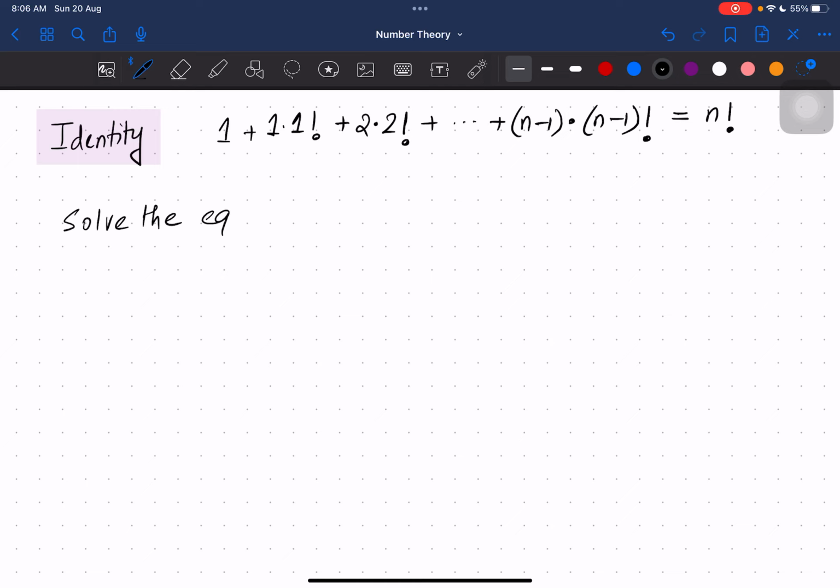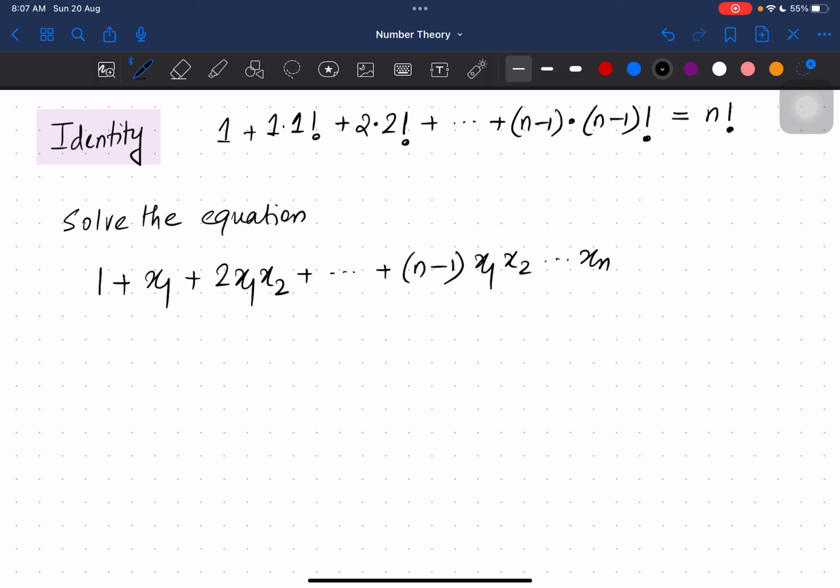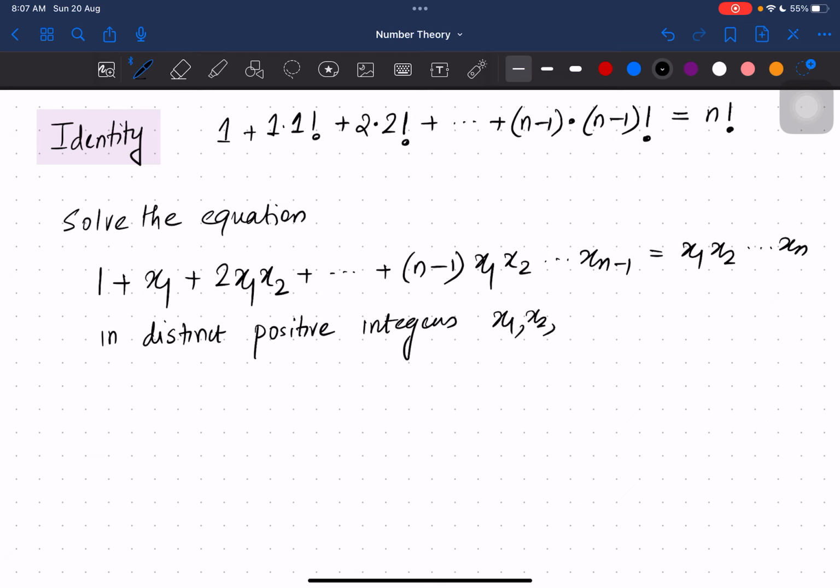solve the equation 1 plus x1, 2 x1 x2, and so on up to n minus 1 x1 x2 up to xn minus 1 equals x1 x2 up to xn, in distinct positive integers x1, x2 up to xn.